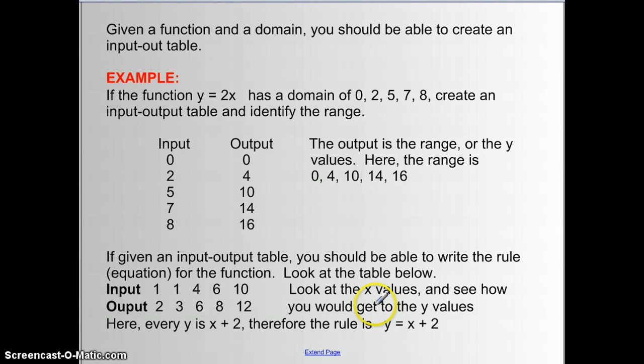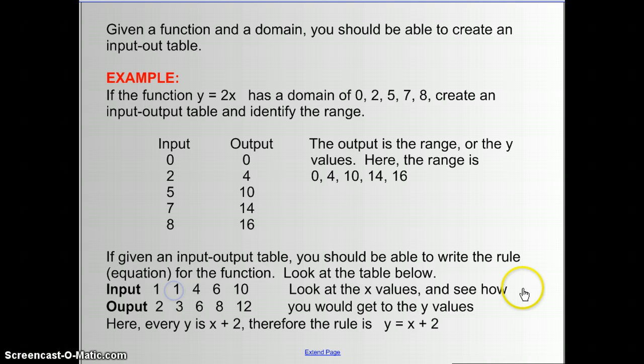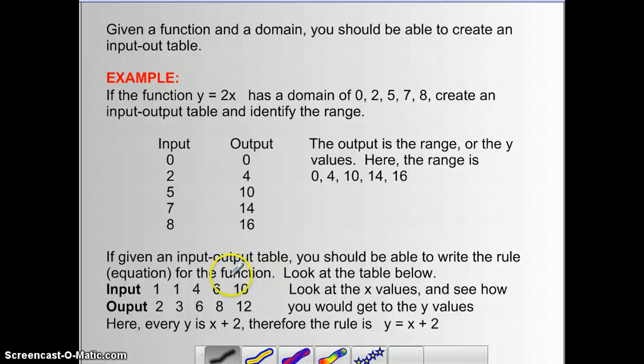You know what? This is incorrect. I'm going to fix this. This should be 0. So if you look at the x values, and you see how you would get to the y values, again, we're going to change this first value to 0. Okay? If that first value is 0 and the y value is 2, the second value is 1 and then 3, you can see the relationship that's there. Y is x plus 2. Therefore, the rule is y equals x plus 2.